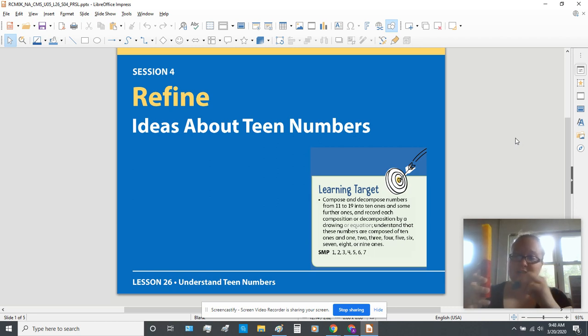Now it'd be the same if I said 12. 12 is made up of a 1 and a 2. The 1 comes from a group of 10. The 2 is 2 extra. So now I have 12 cubes.